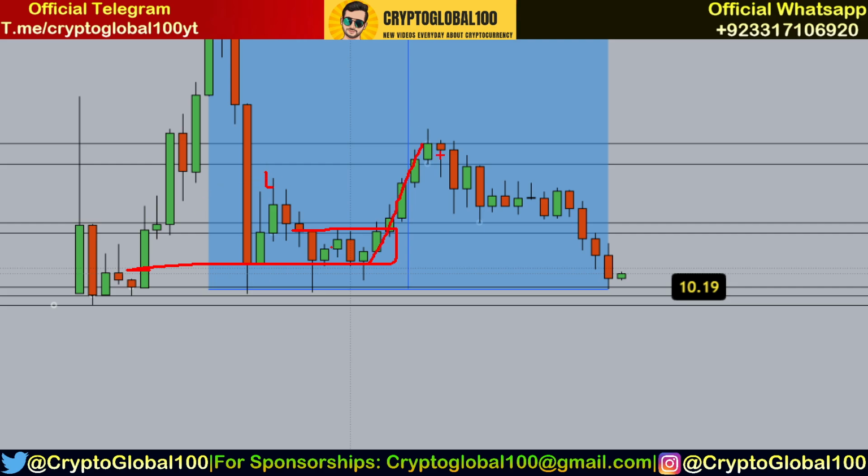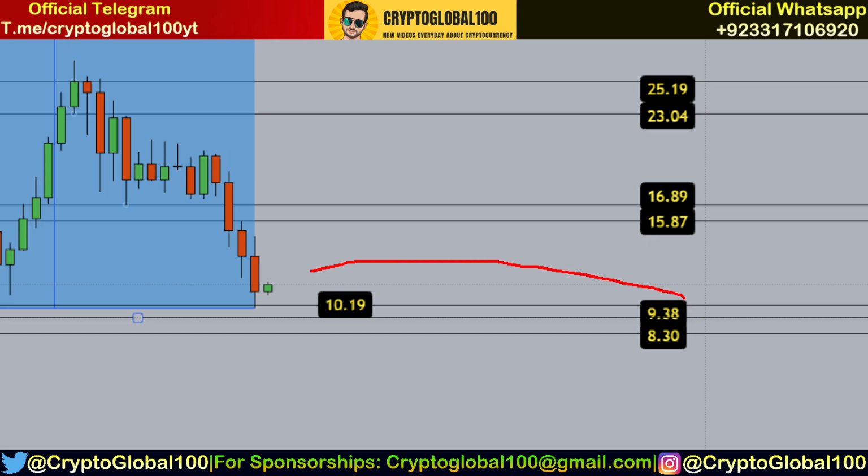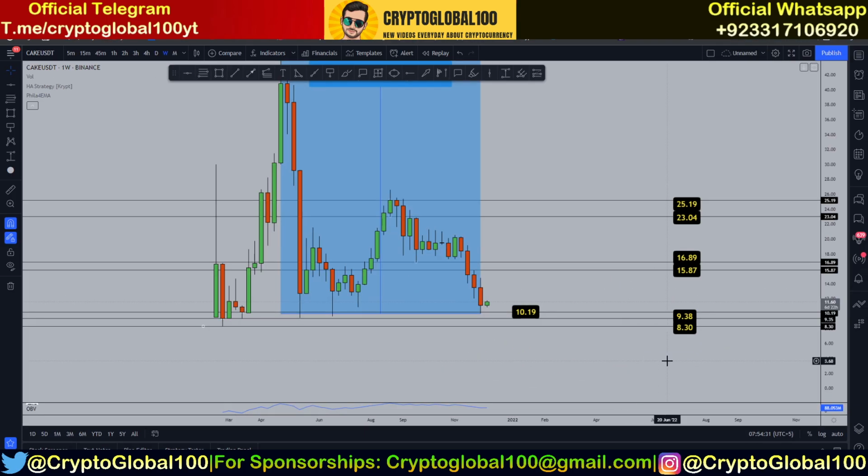So this was the first target, this was the second target. It had to go like this, but unfortunately when this area was broken, the range was broken, and we saw a huge dump again afterwards. Over the last 4 weeks the cake is going down and down, so we might be hitting this area, 10.19, 9.38 or even $8. These are the areas where you should try to accumulate cake. This is the buying area.